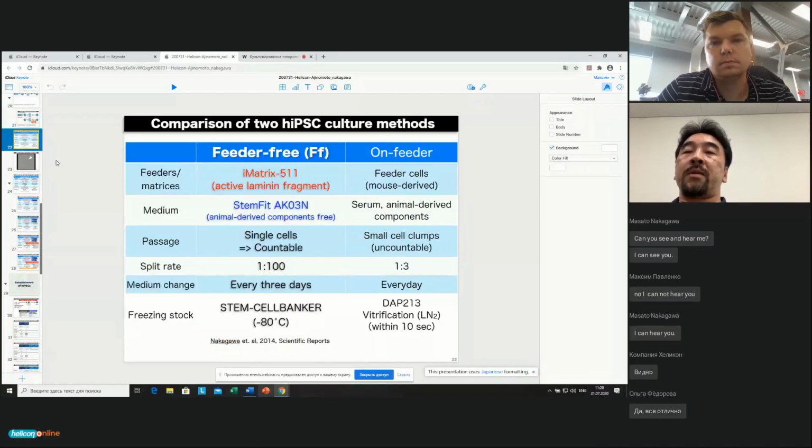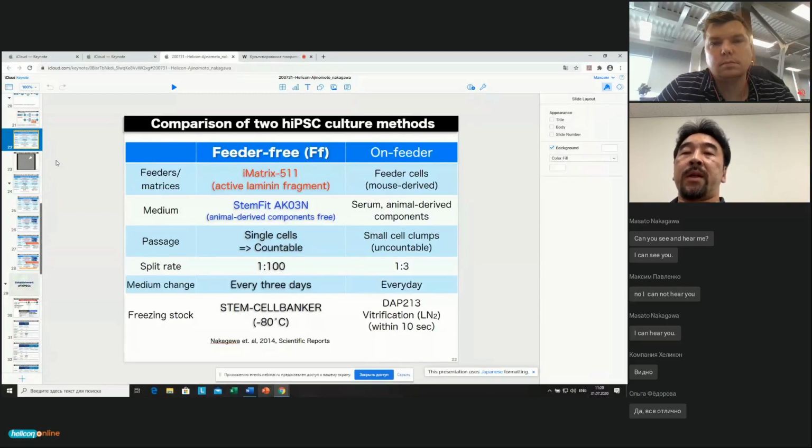So the split rate is very high compared to the on-feeder method. Under the feeder-free method, we can passage one confluent dish to 100 dishes. So we can easily expand human iPS cells under the feeder-free culture method. Medium change is required only every 3 days, so we can perform a weekend-free culture system.